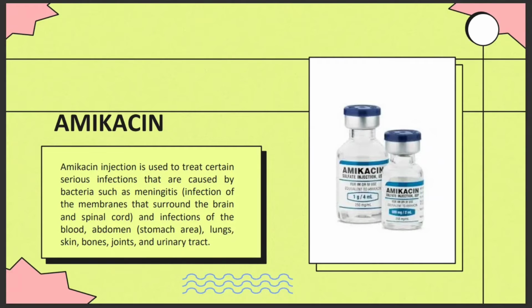It is an injection used to treat certain serious infections that are caused by bacteria and infections of the blood, abdomen, lungs, skin, bones, joints, and urinary tract. For veterinary use, it is used to treat serious bacterial infections in dogs, cats, horses, ferrets, birds, reptiles, pocket pets or small mammals, and pet fish. And it is a bactericidal antibiotic, which means that it kills the bacteria that are sensitive to it.